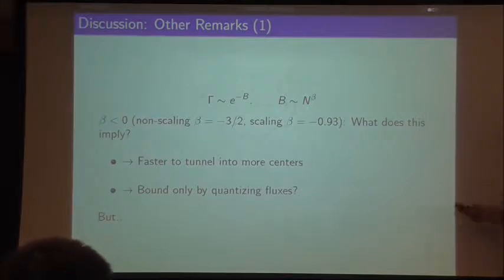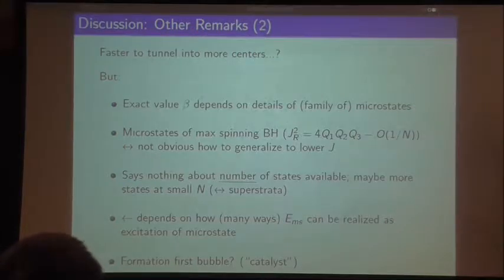So that would be the initial thought that you might have when you see this kind of scaling with n. But as I said, the exact value of this beta depends on the details of the microstates, clearly, because we didn't find a universal value. So that I said already.